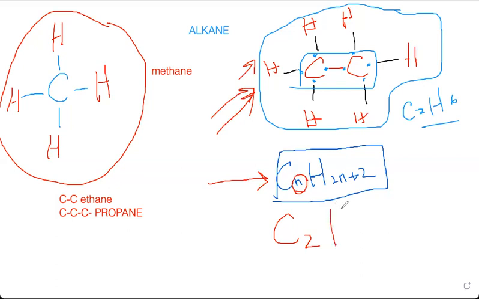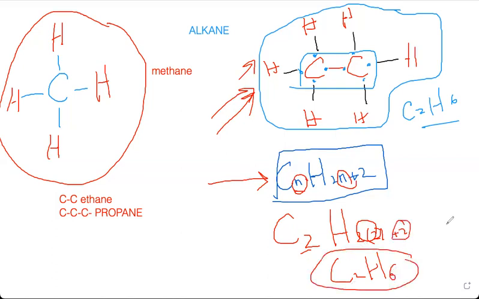Okay. H is 2n+2, and what is n? Number of carbon. In the whole formula, n means number of carbon. So how many carbons are there? 2. So 2n+2: you can see I'm getting C2 and H, 2 multiplied by 2 will give you 4, plus 2 will give you 6. So C2H6 is the formula of ethane, which we get like this.